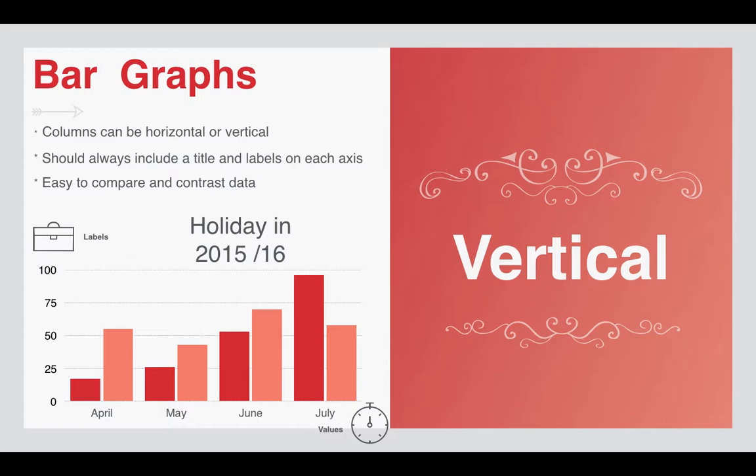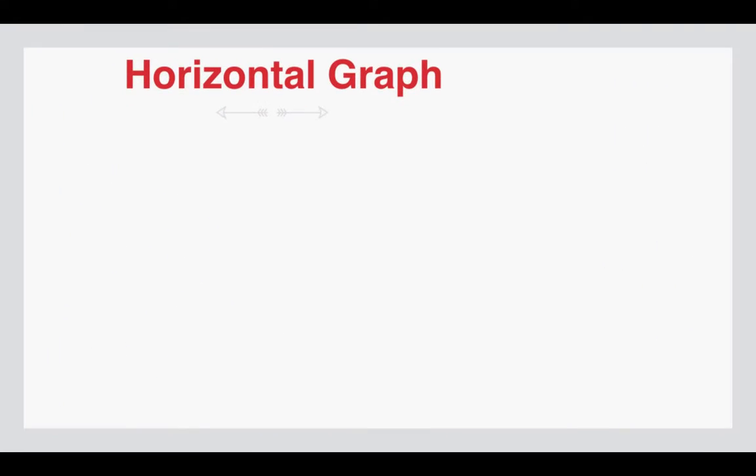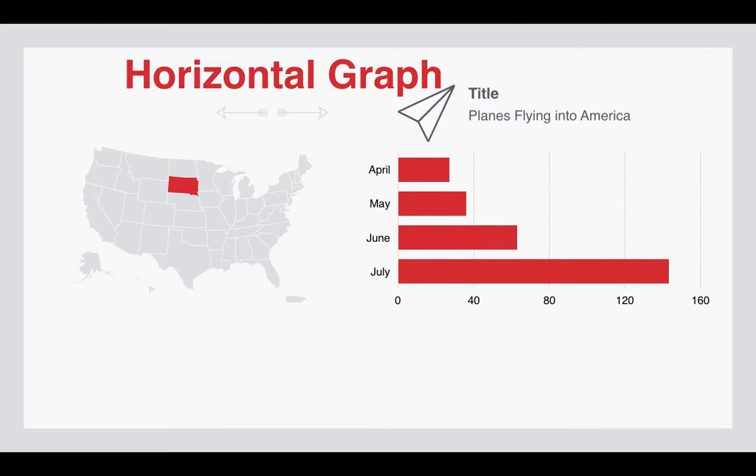The difference between a horizontal and vertical bar graph is that a vertical bar graph will have the values on the vertical axis and the labels on the horizontal axis, where the horizontal graph will include labels on the vertical axis and the values on the horizontal axis.